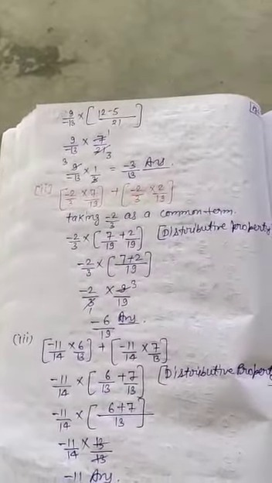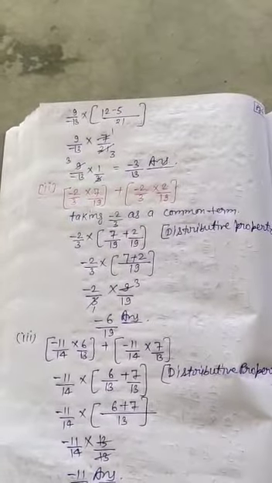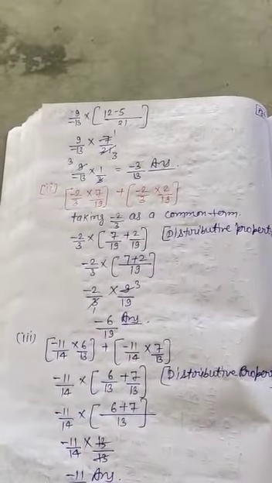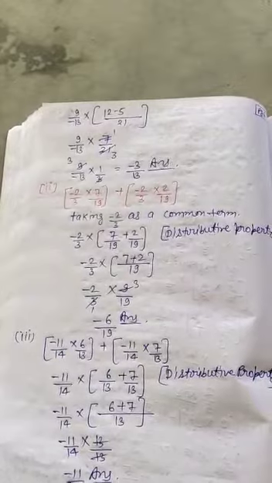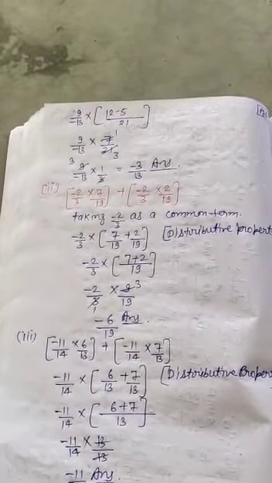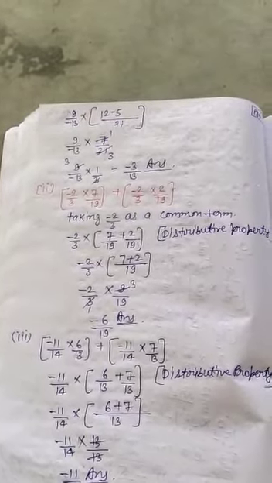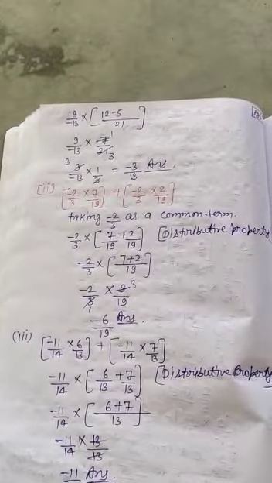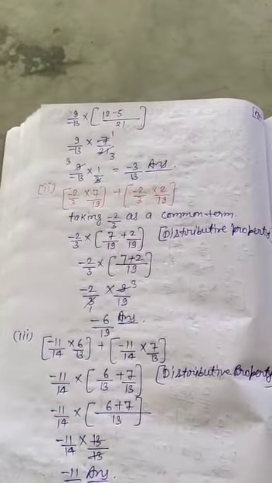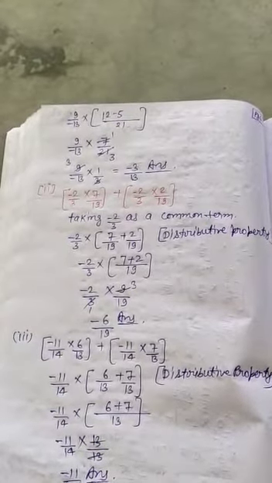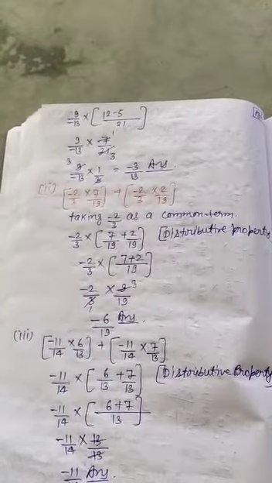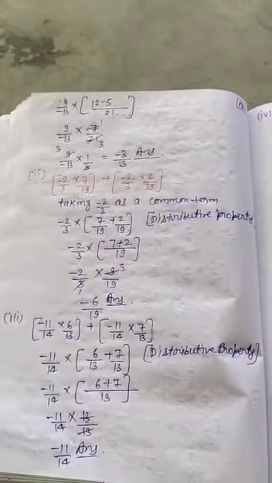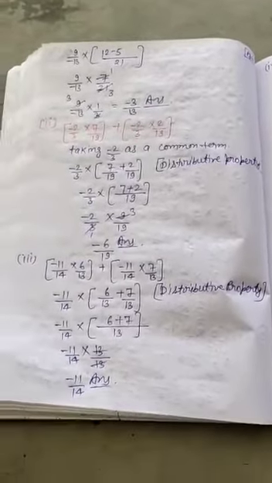Twenty-one is a common denominator, that's why we can write 12 minus 5, which is 7, and 7 threes are 21. Finally we are getting minus 3 upon 13. In the next question you can also see minus 2 upon 3 is a common term, that's why we will take it common. In the first bracket 7 upon 19 will be left, and in the second bracket 2 upon 19 will be left. Finally on solving we are getting minus 6 upon 19.